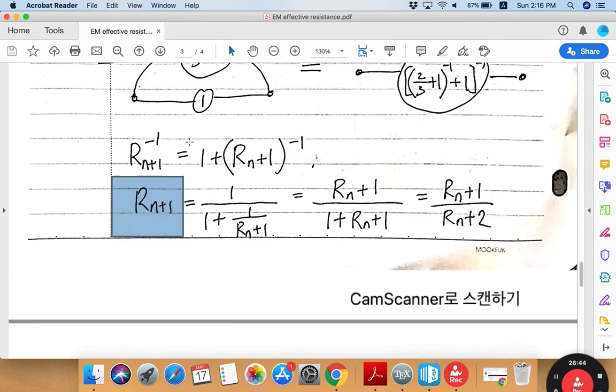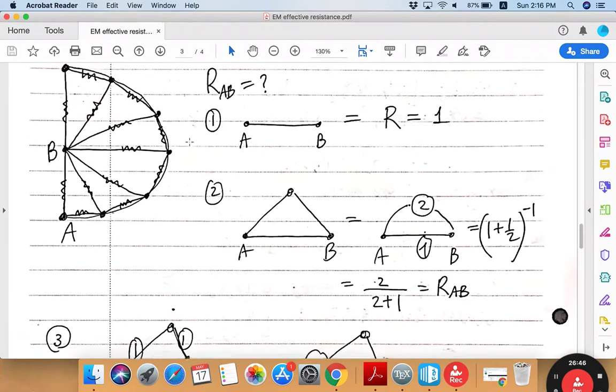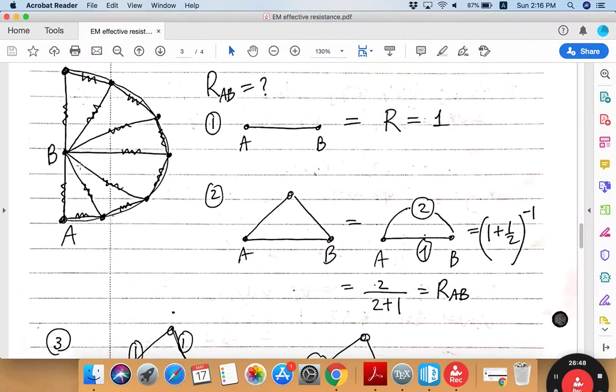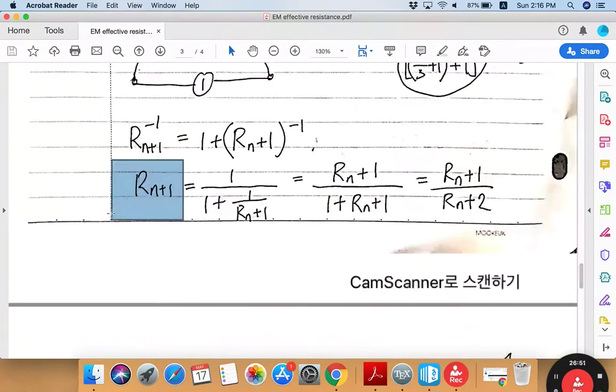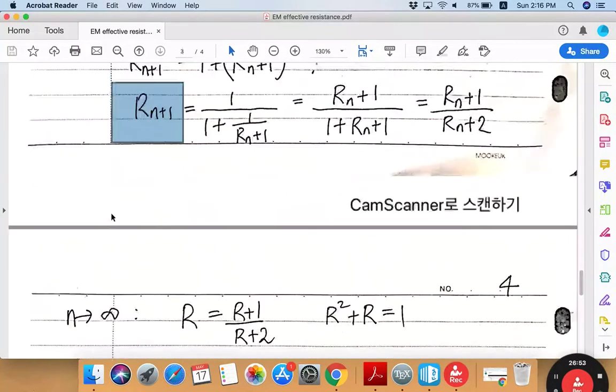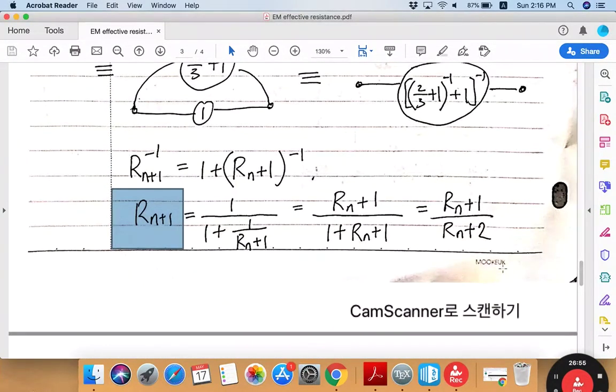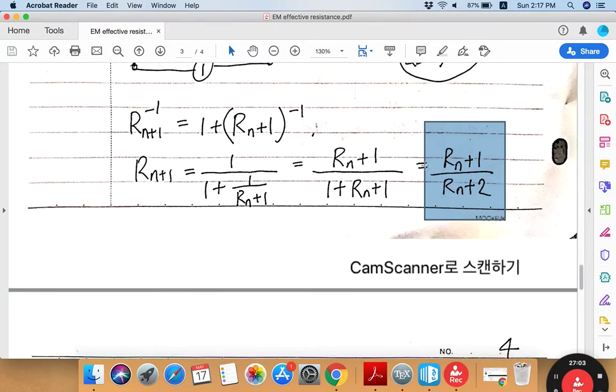So the answer to the question that is posed over here will be obtained when you just keep solving for this iteration formula until n becomes 5, I think, or 6, something like that.